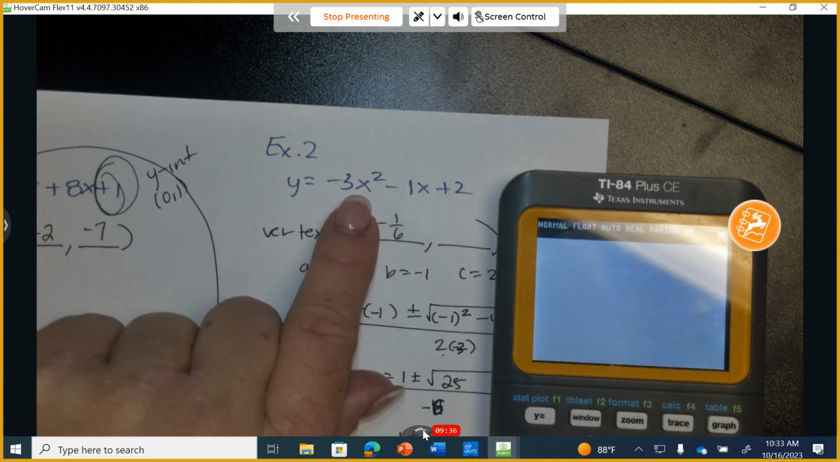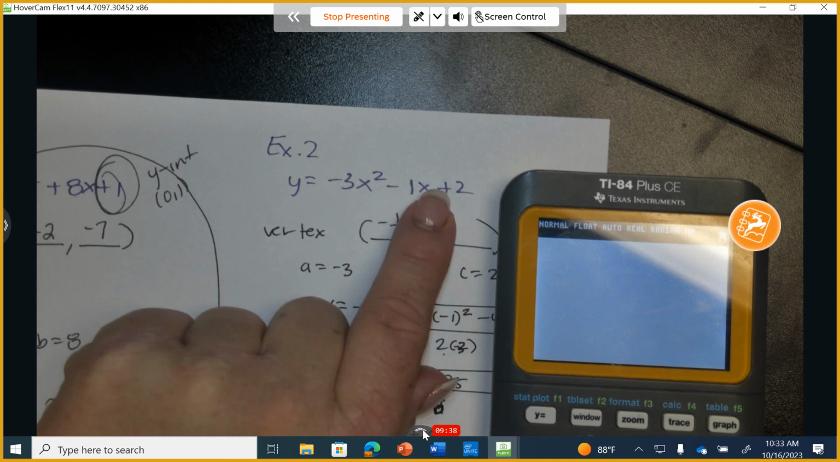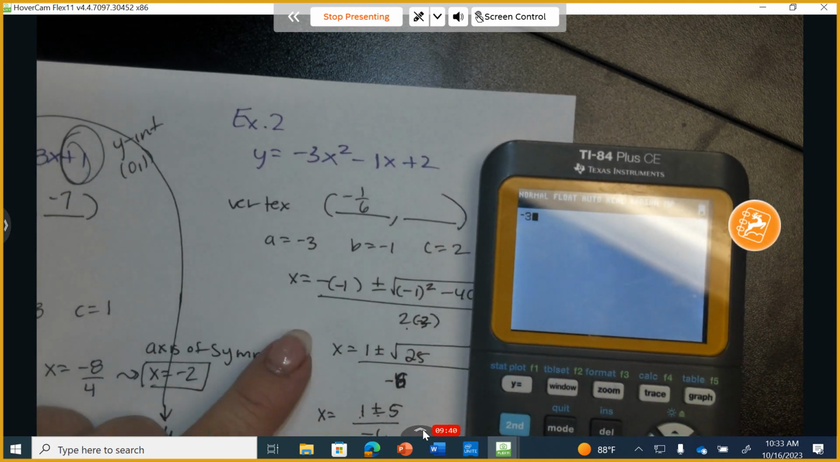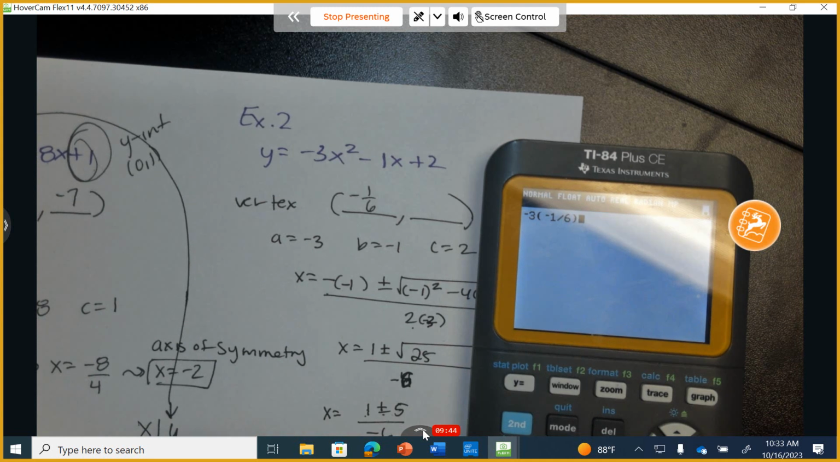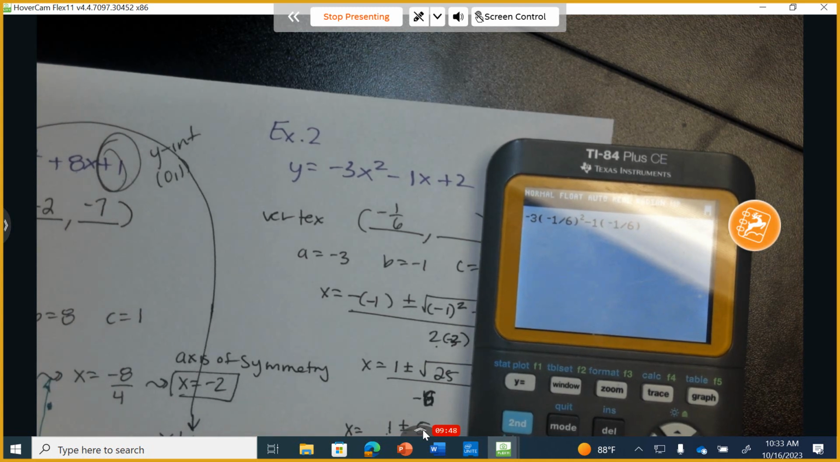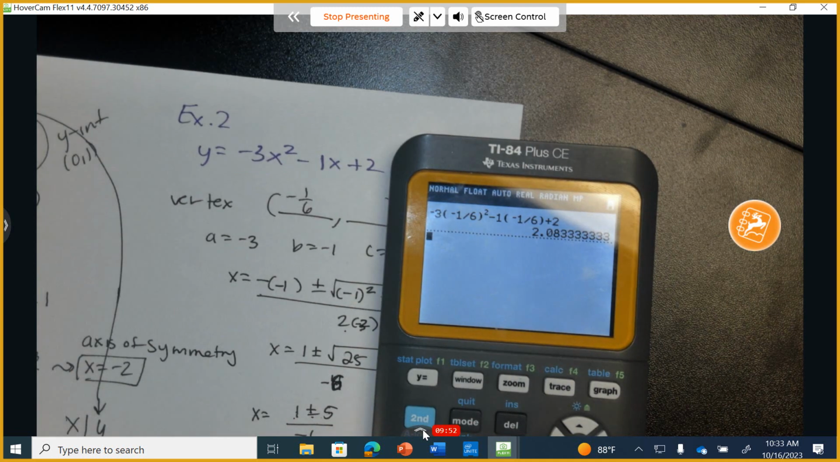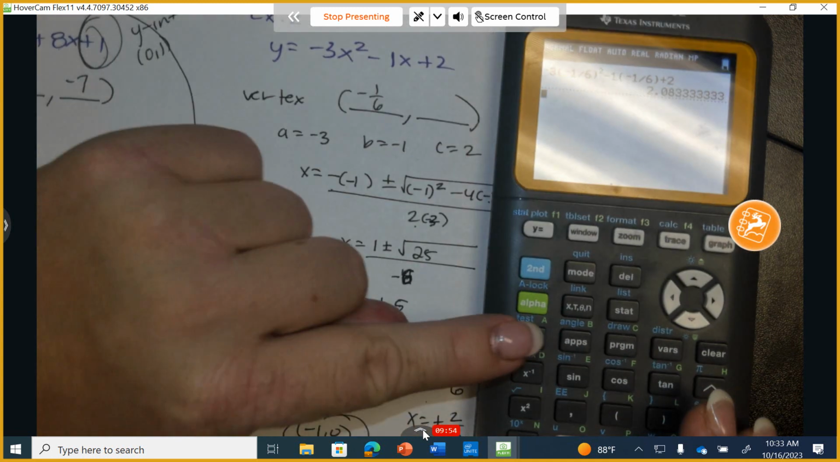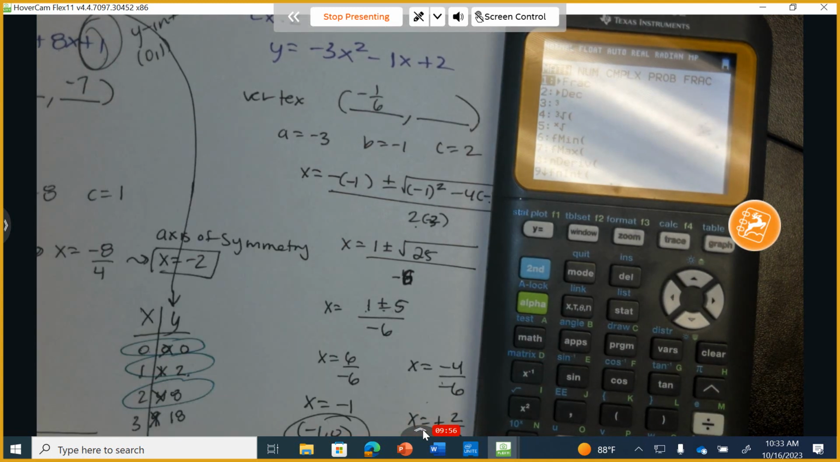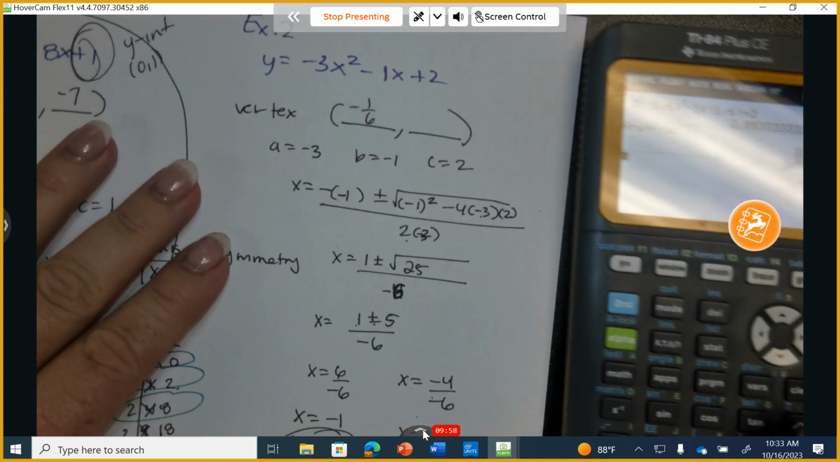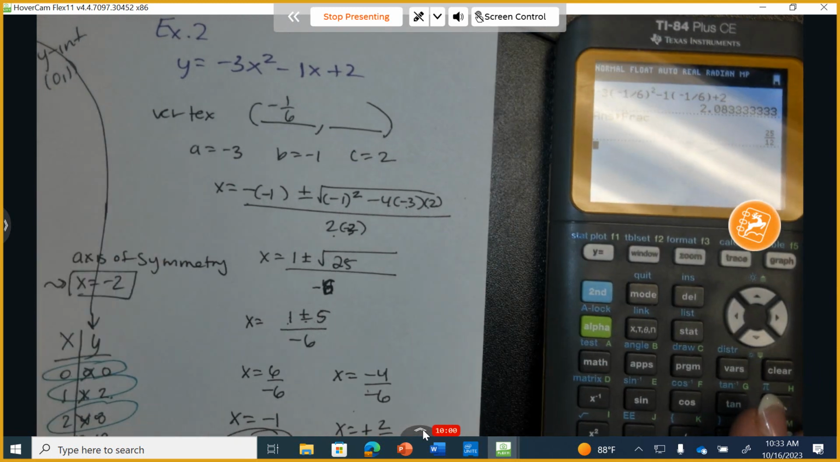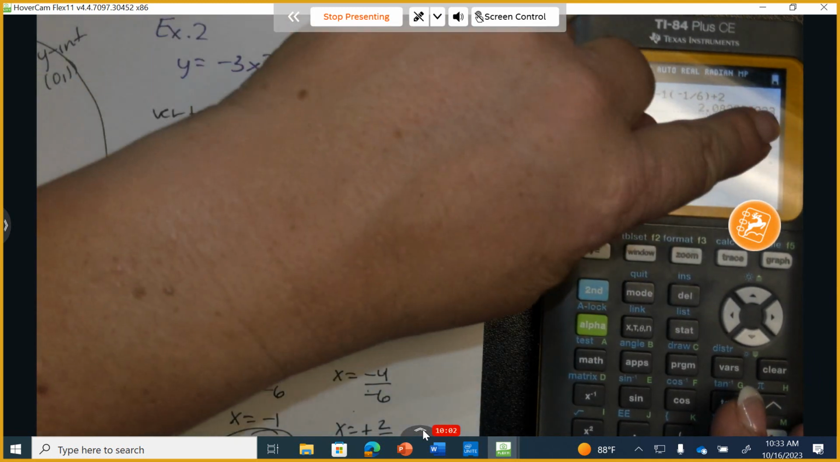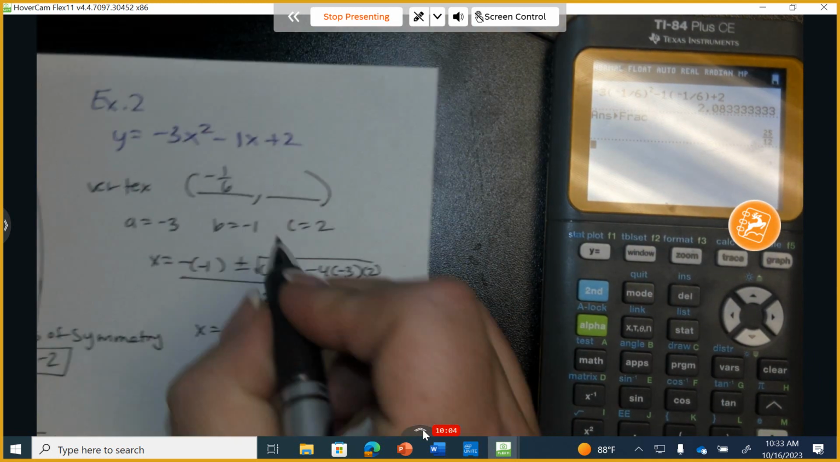Now I'm going to use a calculator to identify the y-coordinate of the vertex. Negative 3, in parentheses, negative 1/6 squared. Make sure you use those parentheses. Negative 1/6 plus 2. Don't round. So what do you do when you get to this point and you're not supposed to round? Find the math button, hit it once, and press enter twice. And we're going to reduce this, we're going to change this decimal to an equivalent fraction, which is 25 over 12.